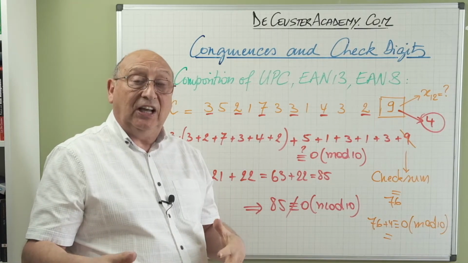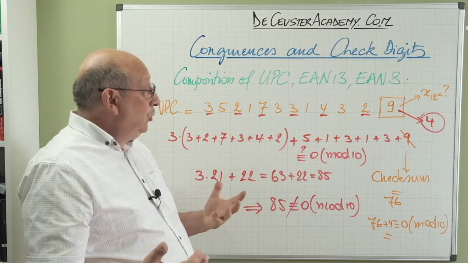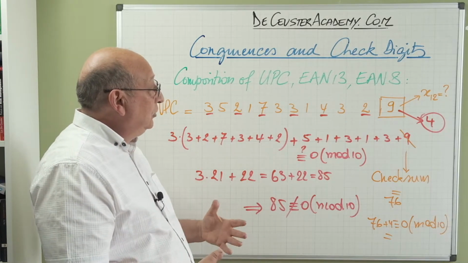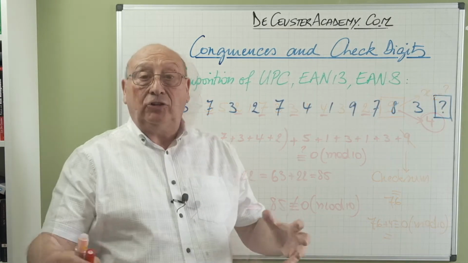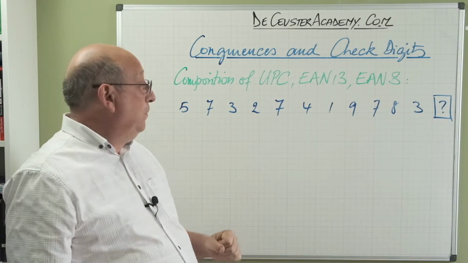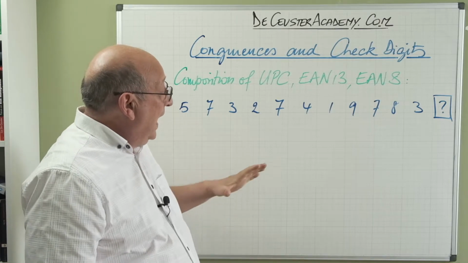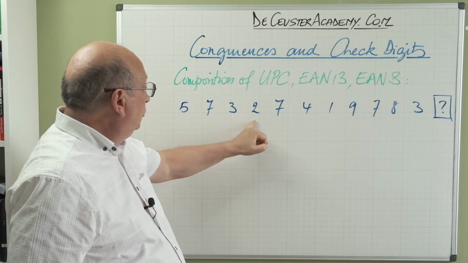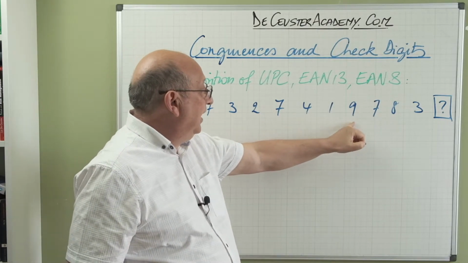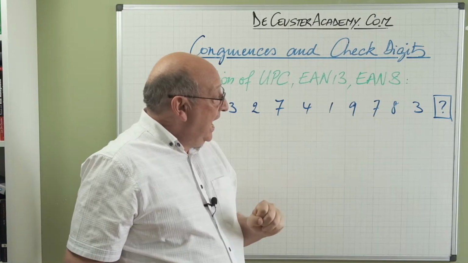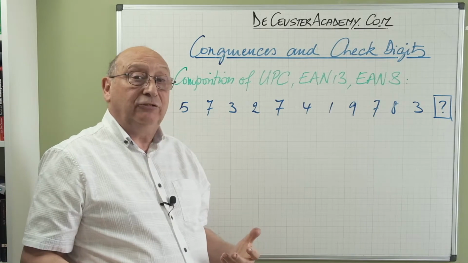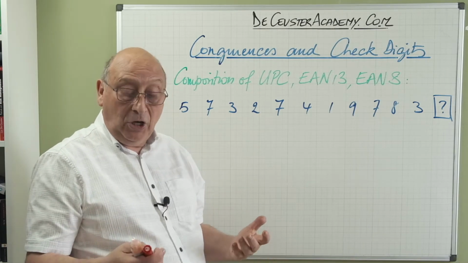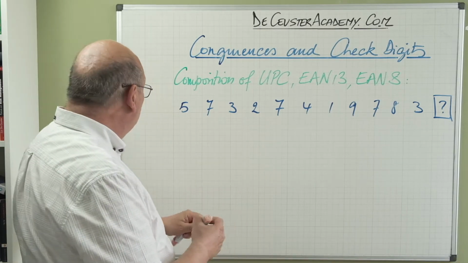Let's now do an exercise using the UPC coding to create the number to find the check digit. Let us consider this new number, this UPC code, 57327419783, and we have to find the check digit. The first thing that we have to do is to calculate the checksum using the formula that we've seen before.